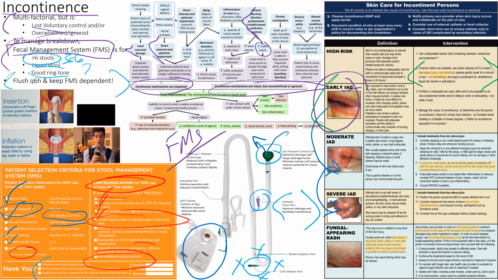All right, what else do we need to do? So we need to apply some barrier cream. The barrier cream needs to have zinc oxide. There's a few other options out there, but it needs to have zinc in it. Zinc is going to be the specific ingredient that's ideal to prevent any kind of further breakdown of the skin. Okay, so it needs to be a paste that's going to be over the site.